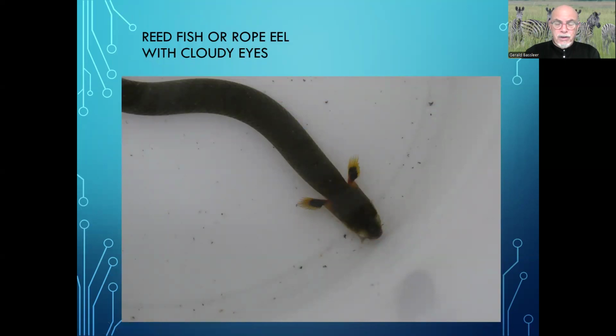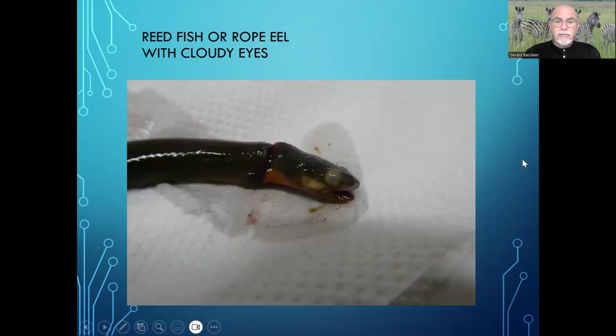And the rope eel was presented to me with cloudy eyes. You could see here the eyes are cloudy. Well, we know then there is something affecting the eyes, it could have been also damage. So you need to do a proper examination of the body of the fish and look at the history. You see here the cloudy, dirty eyes. You see some red mouth here.